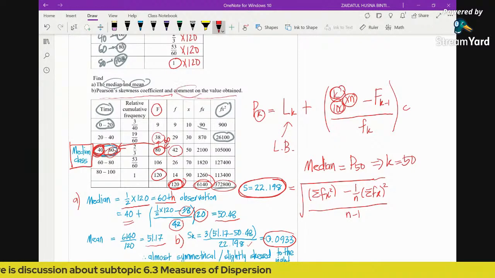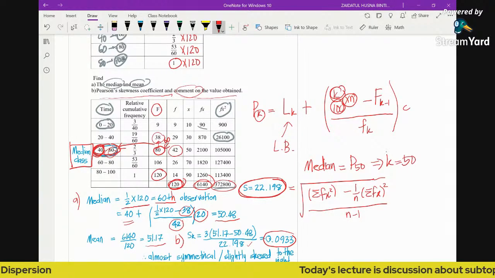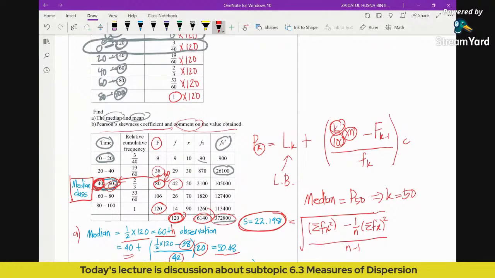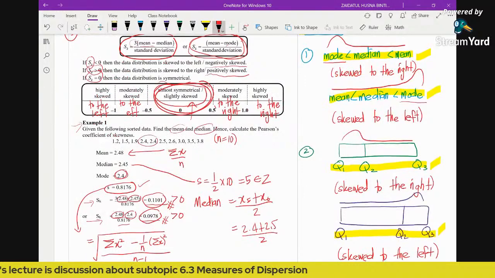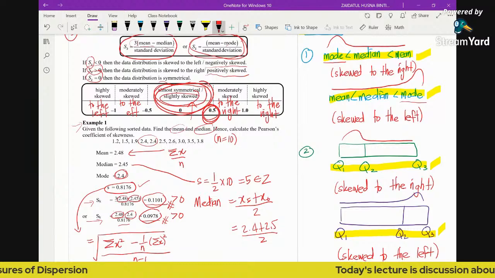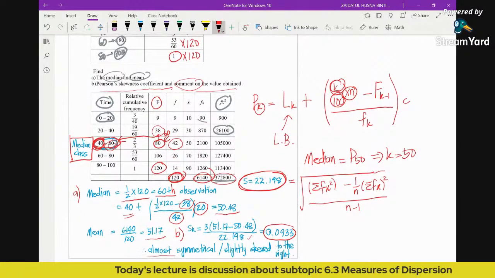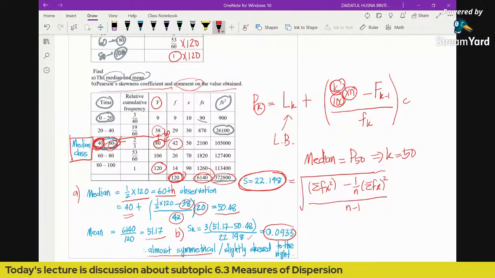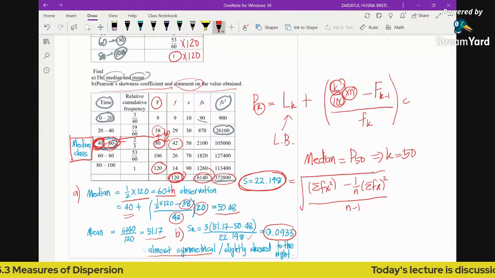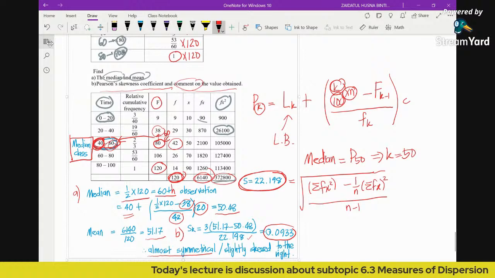Then the question says comment on the value obtained. 0.09 falls into this range. 0.09 is located here. It is still less than 0.5. So we can say that it is slightly skewed to the right. We just mention it is slightly skewed to the right, or you can conclude it is almost symmetrical. So that is basically how we determine the skewness of the data using Pearson's coefficient of skewness.